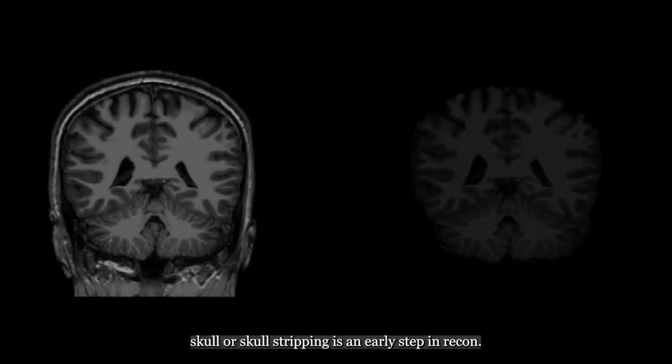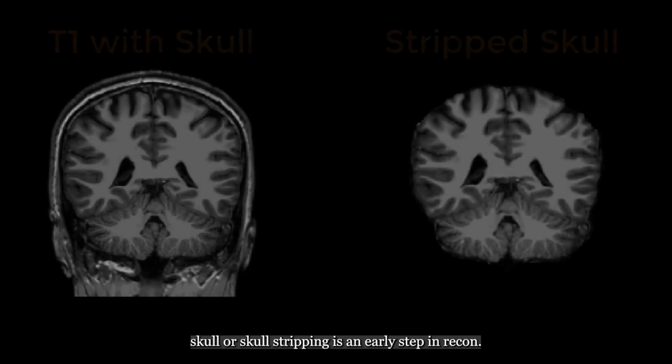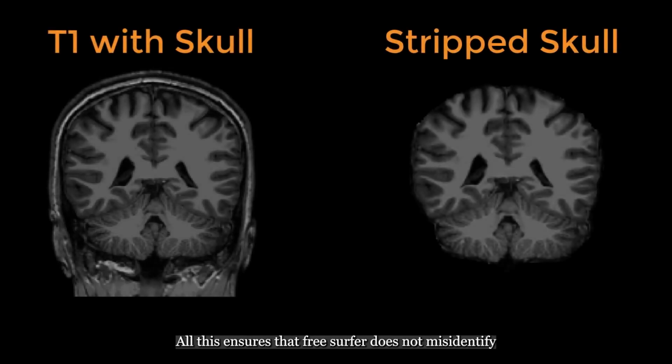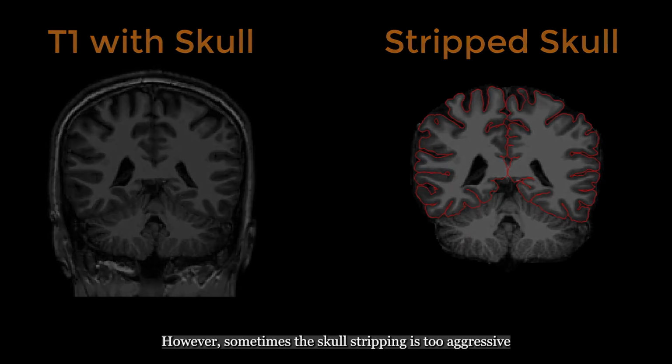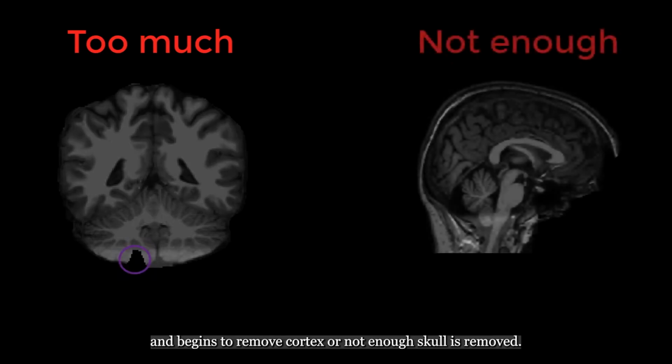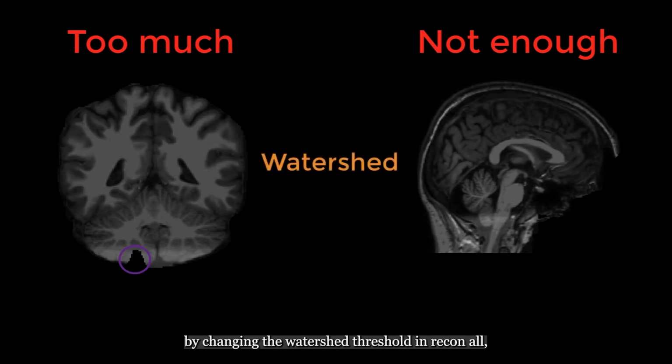Removing the skull, or skull stripping, is an early step in Recon-All. This ensures that FreeSurfer does not misidentify the skull or the dura mater as cortex. However, sometimes the skull stripping is too aggressive and begins to remove cortex, or not enough skull is removed. These extreme cases can usually be fixed by changing the watershed threshold in Recon-All, which identifies the boundary between the skull and the cortex.